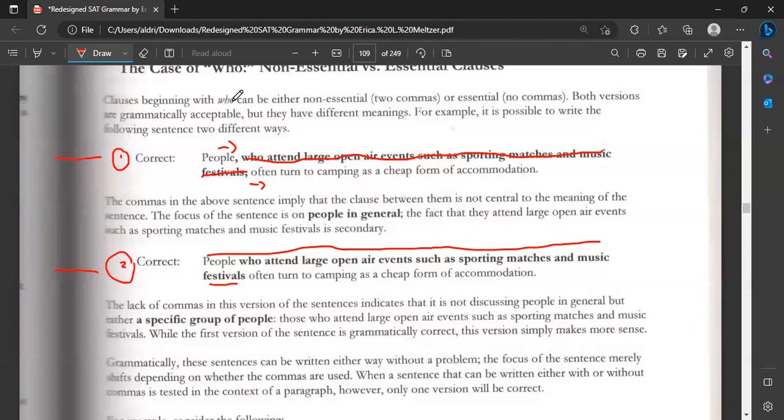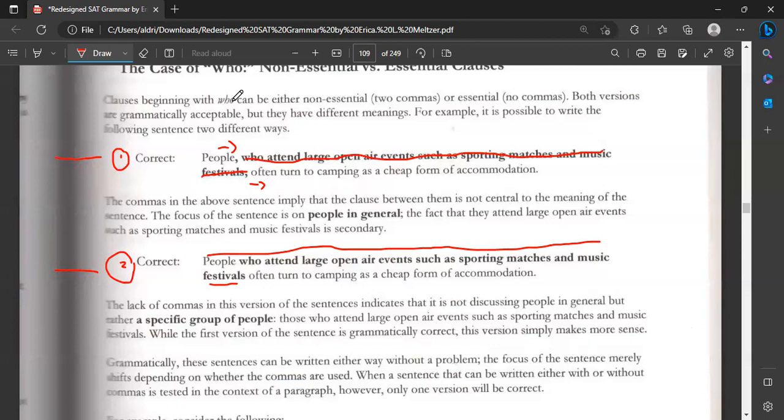If you notice something, have you noticed that number one and number two are both correct grammatically? Yes, sir. But have you noticed that making one non-essential and making one essential changes the whole meaning? Yes, sir, it really does. So that's exactly what we're trying to focus on.